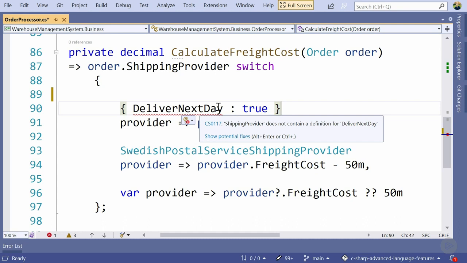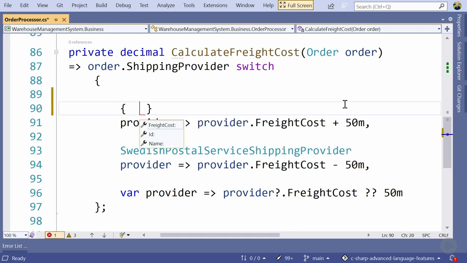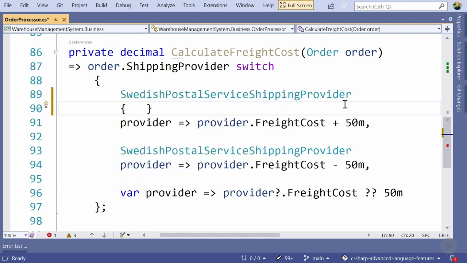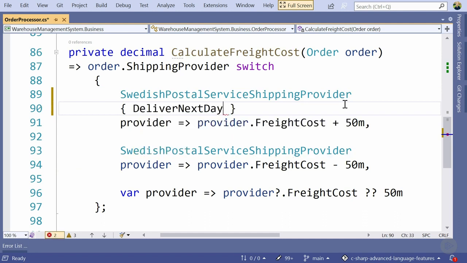This is because deliver next day is a property that only lives on the type that we defined before using the type pattern. The only properties shared amongst all the different shipping providers can be seen if we explore the available properties. So what's really interesting is that we can add the type pattern back, then use this nested pattern to apply a property pattern. We can access properties of the actual type. This is why deliver next day is available.